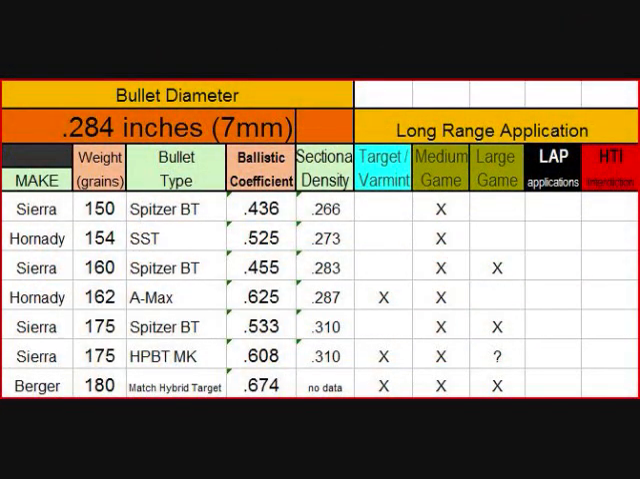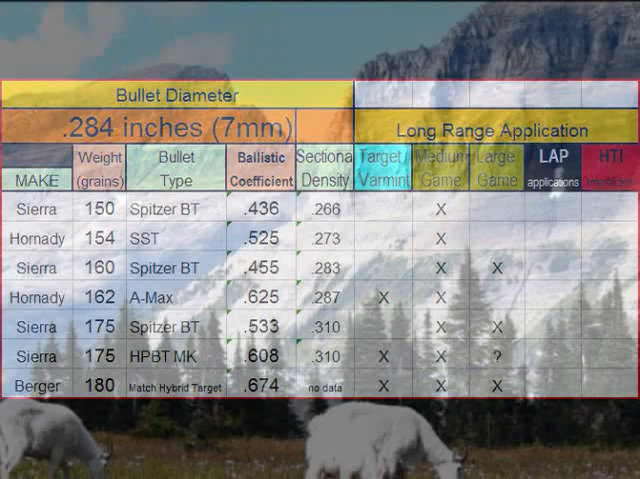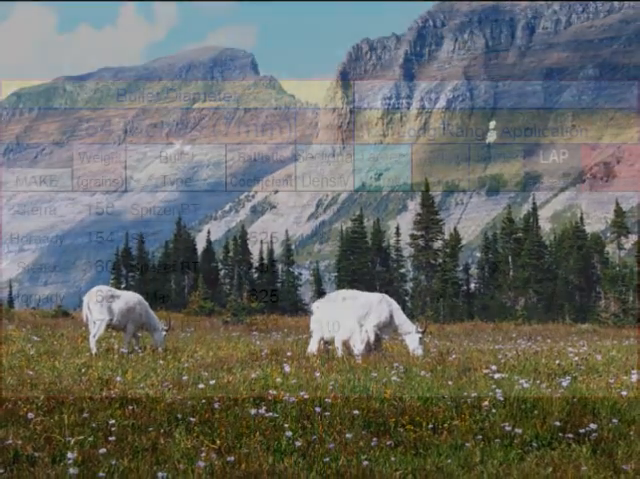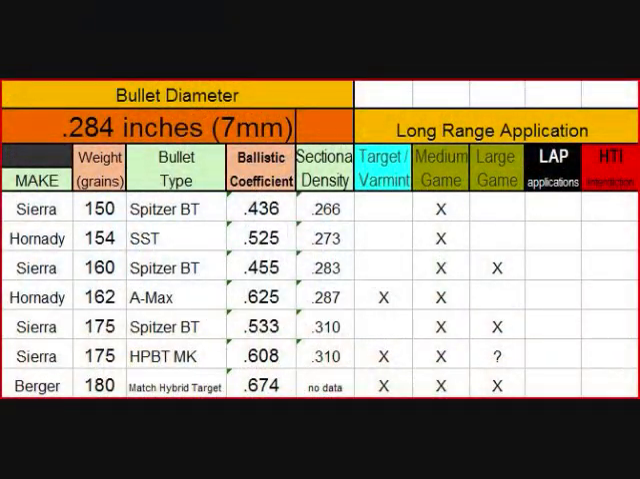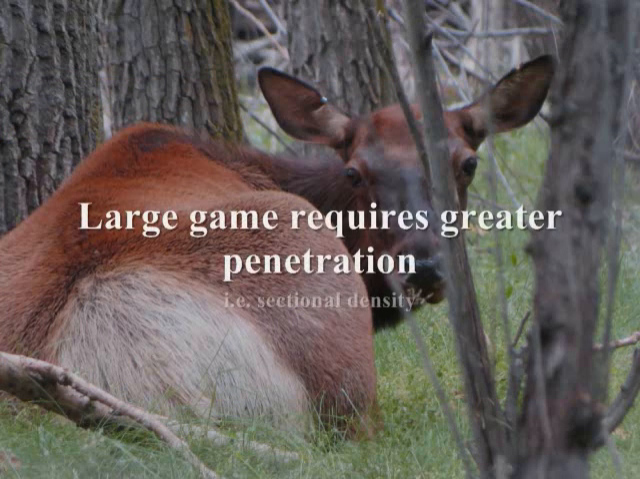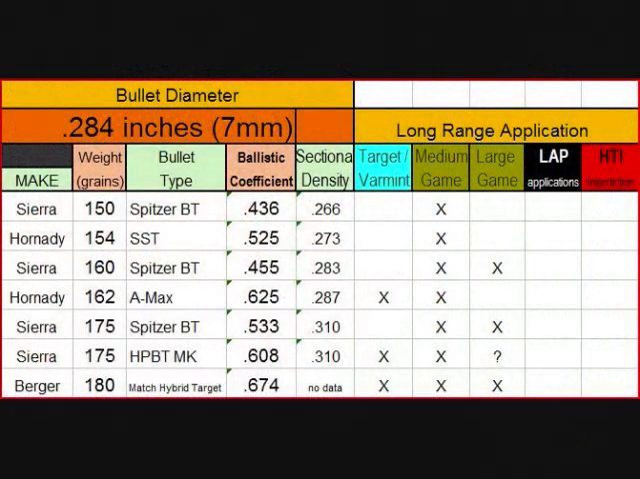Your other category here is medium game. That's going to require at least some kind of decent penetration and expansion to ensure some degree of lethality. Your large game is going to want lethality as well, but lethality in large game is going to be ensured by penetration more than expansion. So in large game, it's going to require a totally different bullet construction, and you'll see as we go through the different calibers. We're going to group this by caliber, and you'll see how this works.